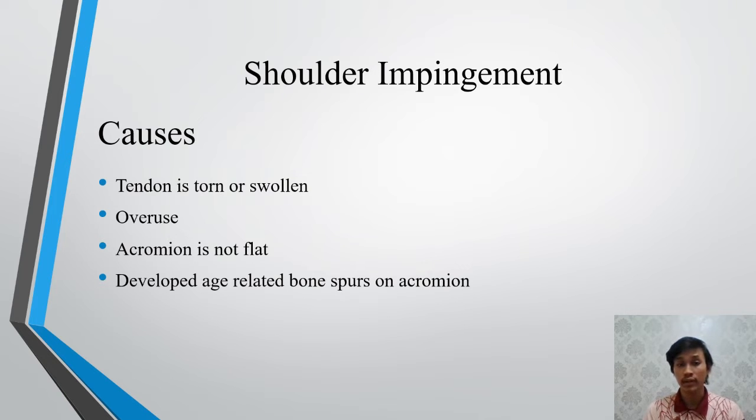Next, shoulder impingement is caused by a tendon that is torn or swollen. Usually, the torn or swollen tendon is from age-related wear and tear, and then overuse, an acromion that is not flat, and an age-related bone spur developing on the acromion.